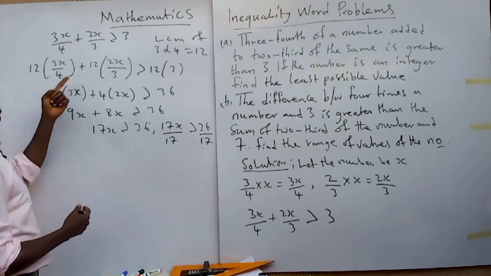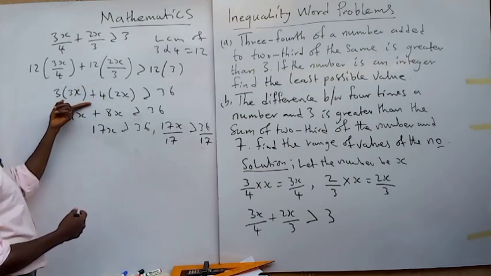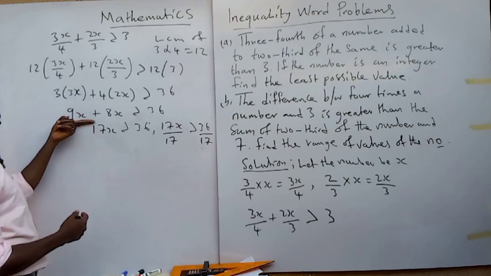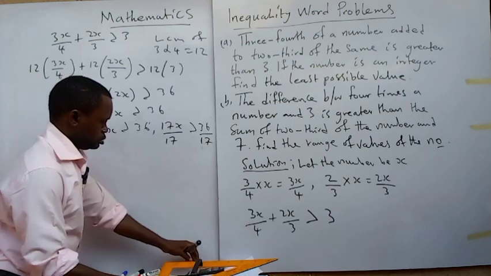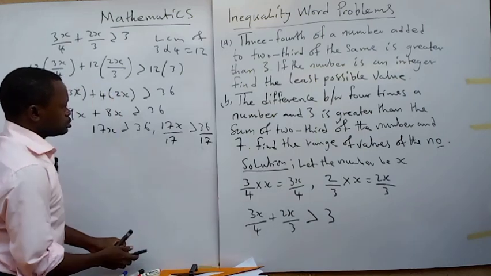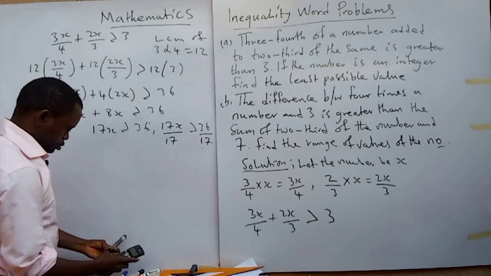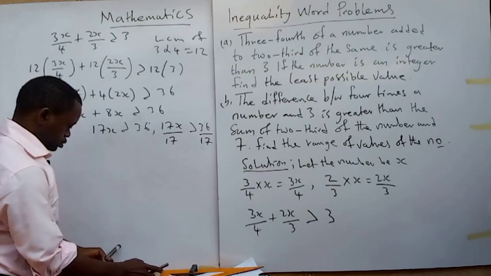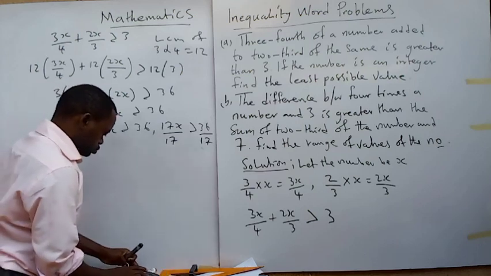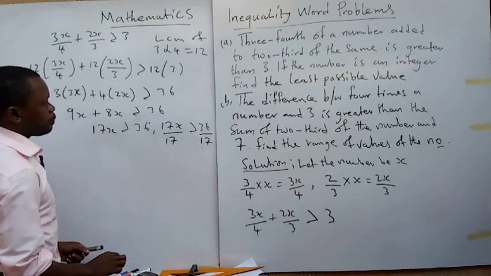Starting from multiplying through by the LCM to reducing it like this, opening the bracket, coming down here, and then dividing both sides by this. Let me check 36 divided by 17. That gives us 2 point something.